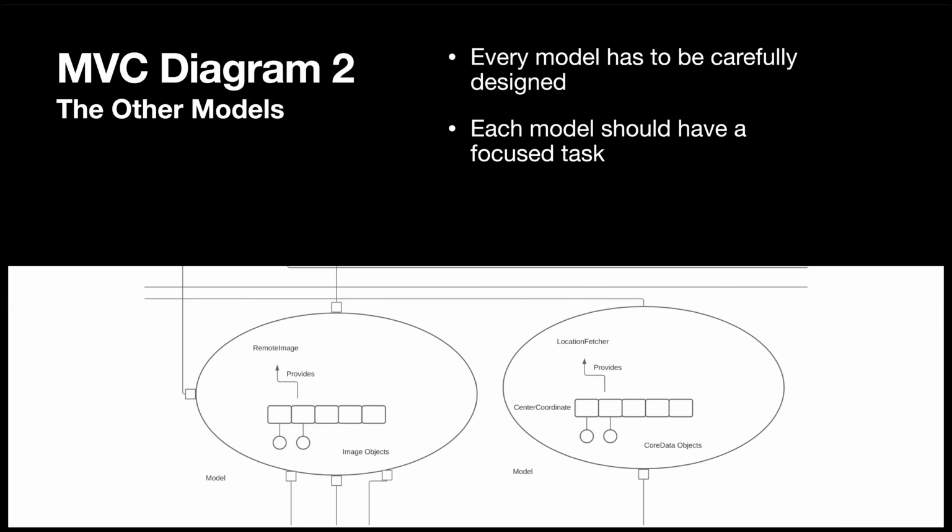Also, just a few other models. Every model has to be carefully designed. We should make sure each model is a focused task, right? And so here, the remote image model and the location fetcher are simple models that just generate an image from a received URL, or the location fetcher, which simply takes in an address, or in this case we're just passing the words United States, and then it's generating a center coordinate for you.